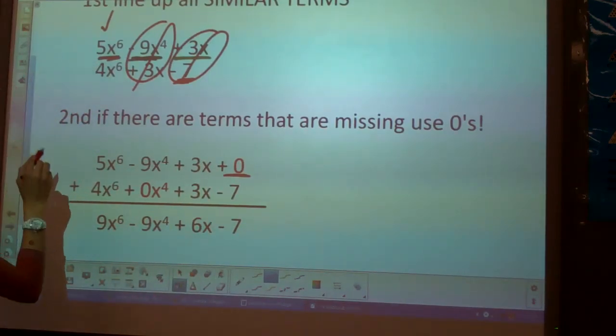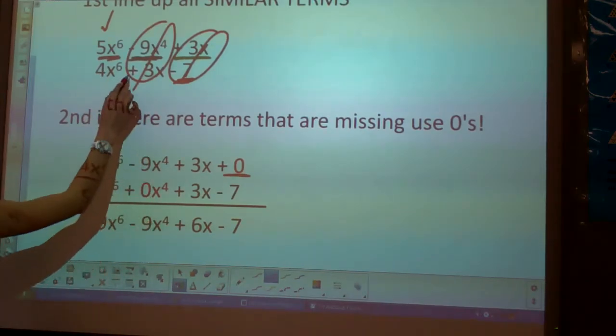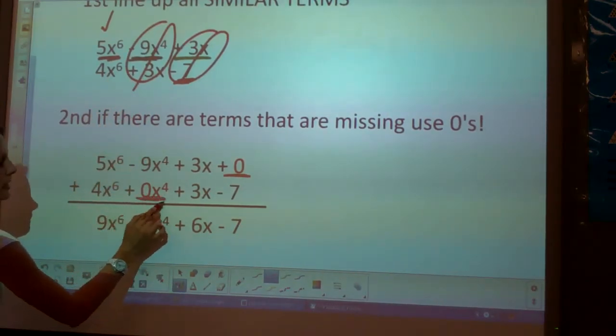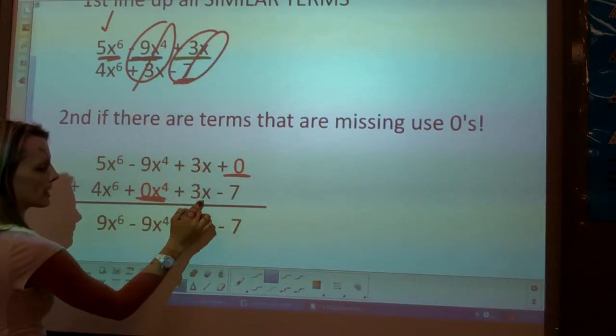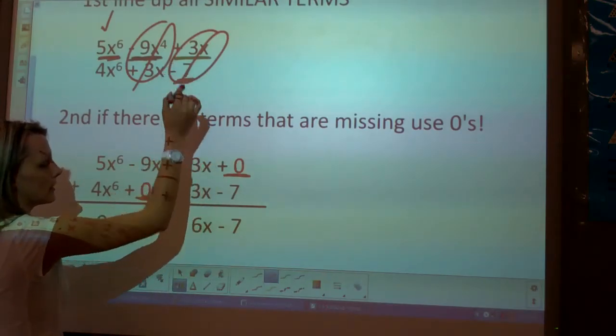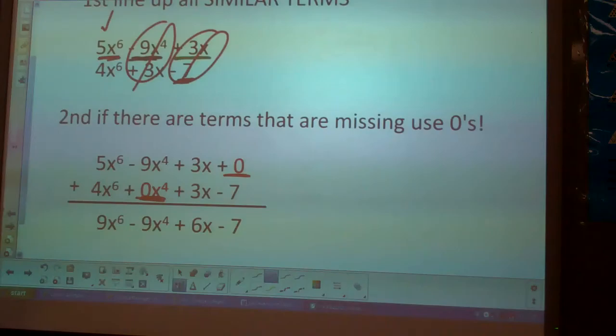And for our second polynomial, we have a 4x to the 6th. We don't have any x to the 4ths, so we have to write a 0x to the 4th. But we have a 3x, so these will match, and these are like terms. And then our minus 7 is like terms with that 0 placeholder that we had to add.